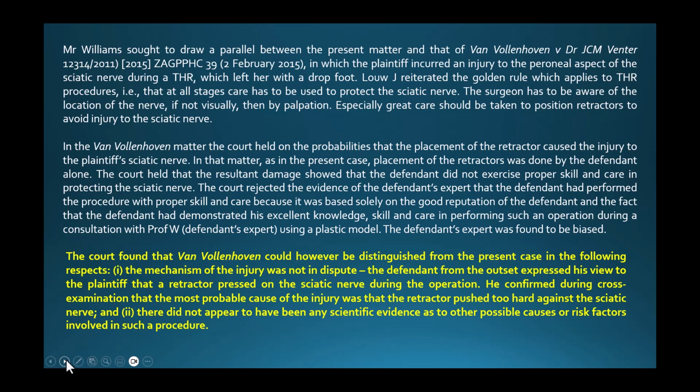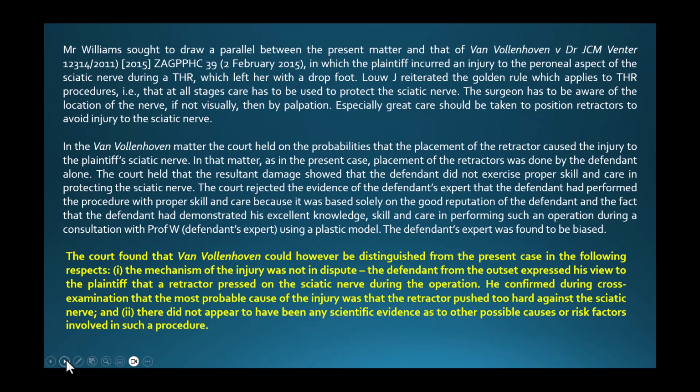The court rejected the evidence of the defendant's expert that the defendant had performed the procedure with proper skill and care, not negligence, because it was based solely on the good reputation of the defendant and the fact that the defendant had demonstrated his excellent knowledge, skill and care in performing such an operation during a consultation with a Professor W using a plastic model. The defendant's expert was found to be biased, incidentally. Then, importantly, the court found that Van Vollenhoven could, however, be distinguished from the present case in the following respects.